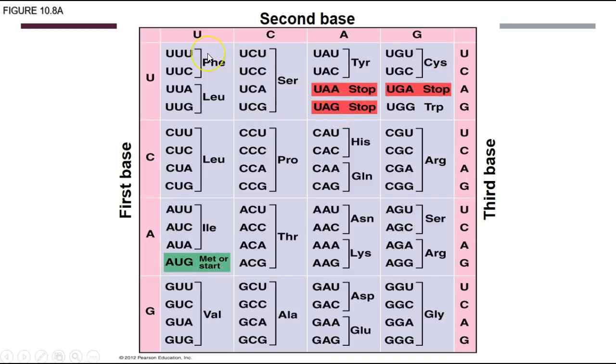Most amino acids have from 2 to 4 or even 6 codons that code for them. There are a few that have just one codon. Methionine is one, tryptophan is another, and the others all have at least two.